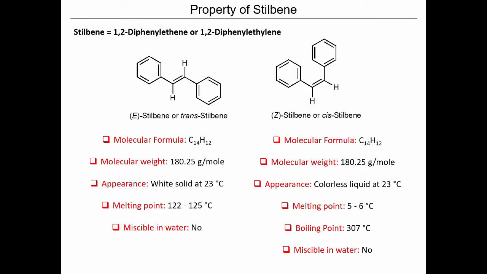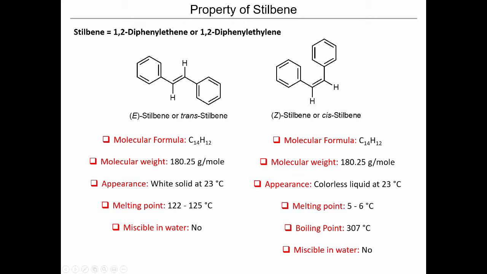So what is Stilbene? There's actually two conformations. We have the E Stilbene, or the trans Stilbene, as well as the Z, or the cis Stilbene. So both of these are stereoisomers of each other. And so because of that, we can see that they actually have the exact same molecular formula, C14H12, as well as the same molecular weight. However, like many stereoisomers, their appearance and properties can actually differ.